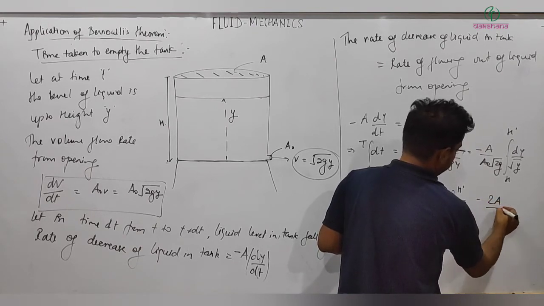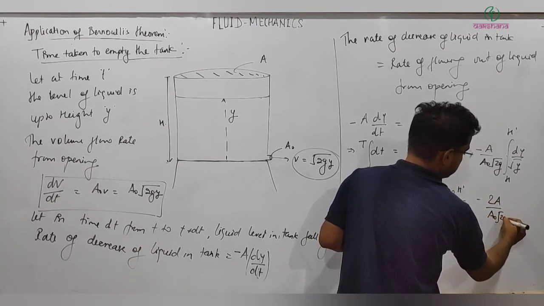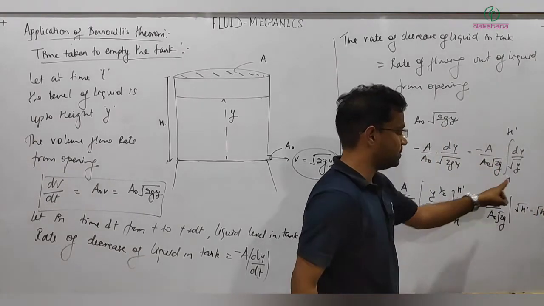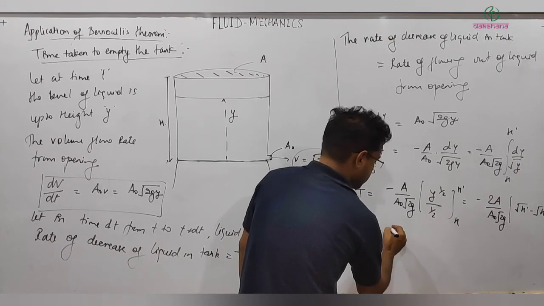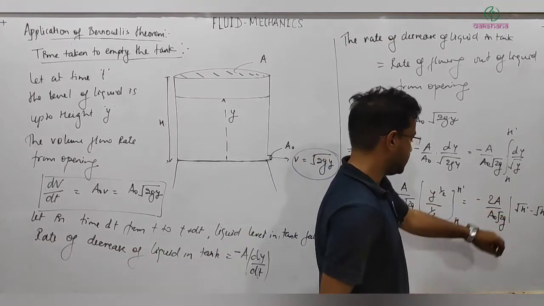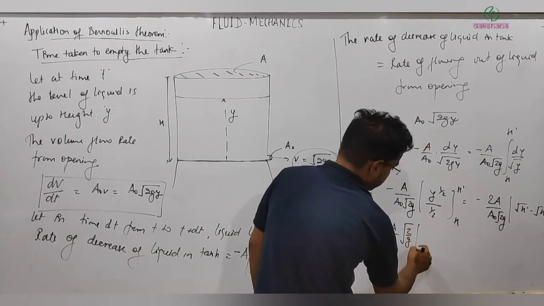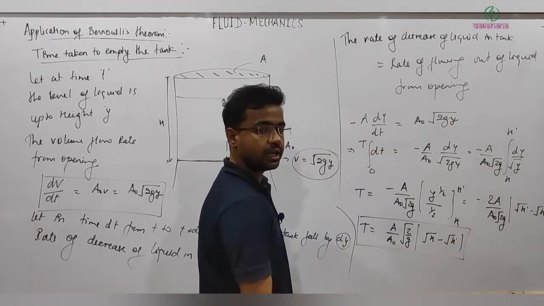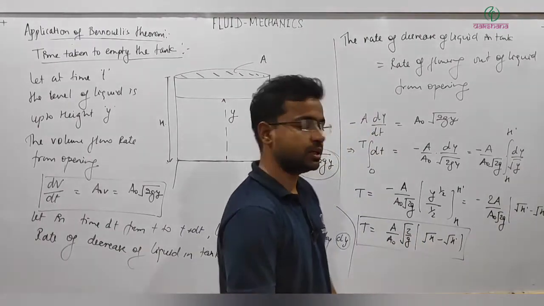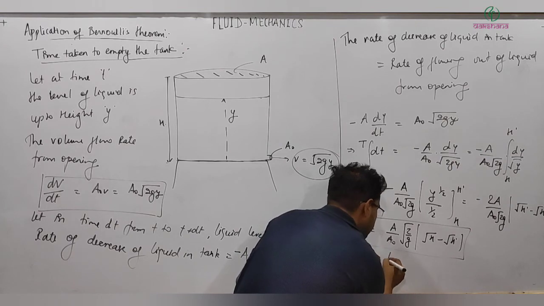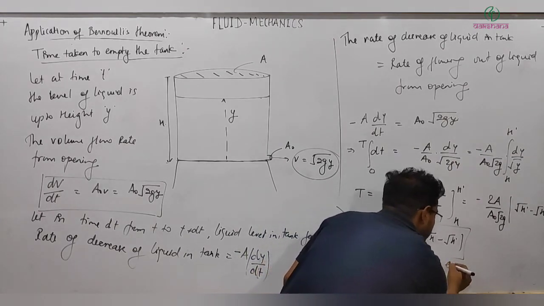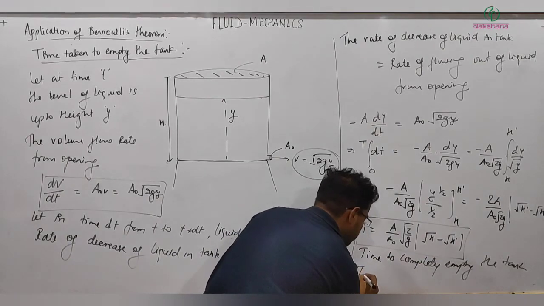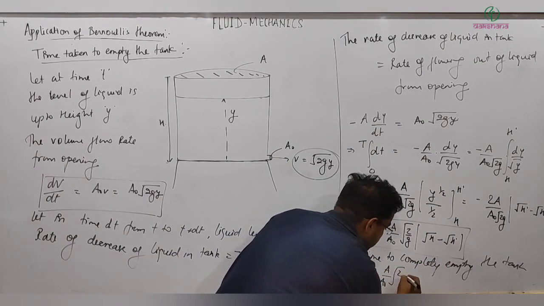Substituting it, it's coming out to be 2A by A naught under root 2g, and substituting the limits here, it will be under root H prime minus under root H. Absorbing the minus inside, t is coming out to be A by A naught under root 2 by g, into under root capital H minus under root capital H prime. So this is the time taken to empty the tank from H level to H prime level. Time to completely empty the tank, then H prime will be simply 0, that is coming out to be T naught equal to A by A naught under root 2H by g.